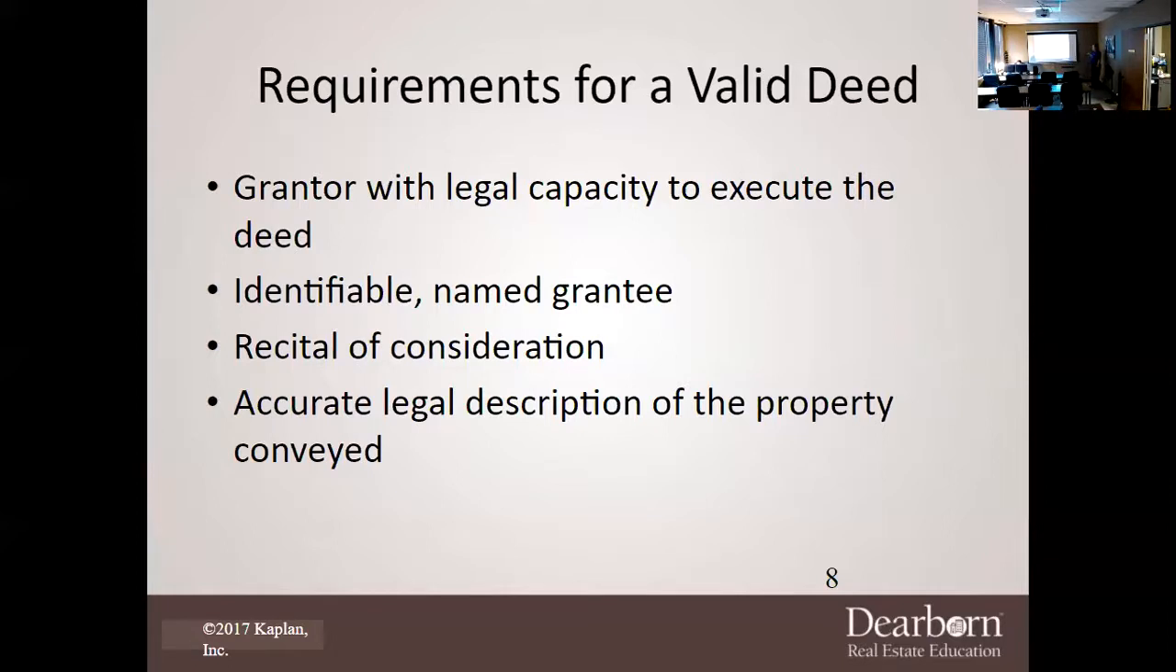Identifiable. Basically, you have to have the name of the grantee. So if Cody, you're giving Aiden your property, you have to state who you're giving it to. You can't just say, yeah, I give my property away. We have to have a designated person. Does that make sense? There also has to be, of course, consideration. We talked about that.